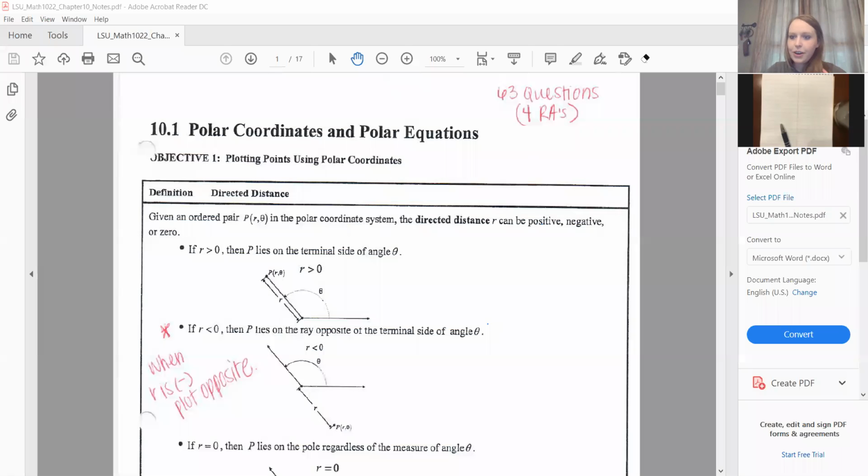Okay, guys, hey, we are going to do lesson 10.1 today, which is polar coordinates and polar equations, which is kind of new, but it's really not hard. Okay, but it is several objectives, so it's going to take us a little bit longer.